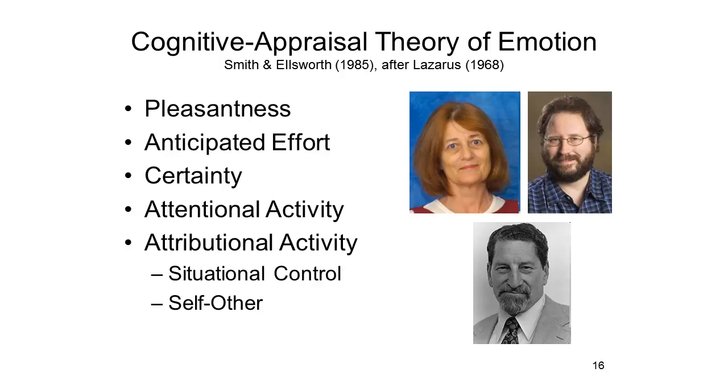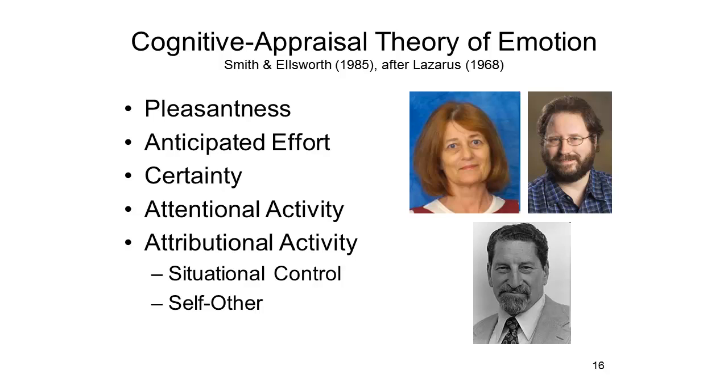How much situational control is there versus control by a human agent? If there's control by a human agent, how much control is the responsibility of the person, him or herself, and how much control resides in the hands of other people? To see how this works, consider the distinction between 2 positive emotions, happiness and pride.